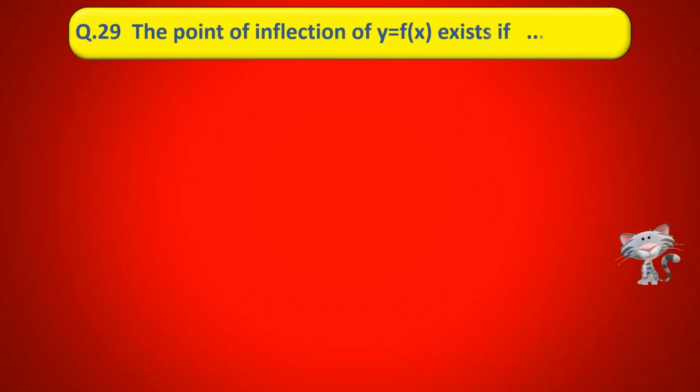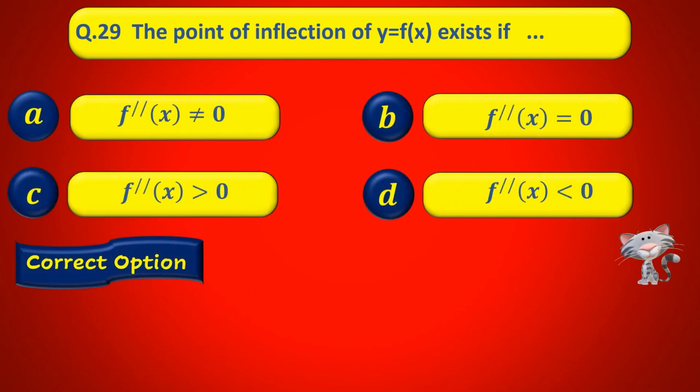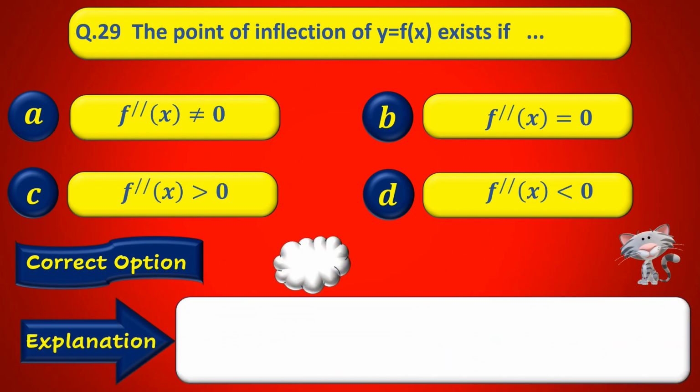Question number 29. The point of inflection of a curve y is equal to f of x exists if, and the options are, let's check out the correct option. By definition, we know that the point of inflection exists, or it is possible, if f double dash x is equal to 0 at certain points of any curve. So the correct option is the option B.